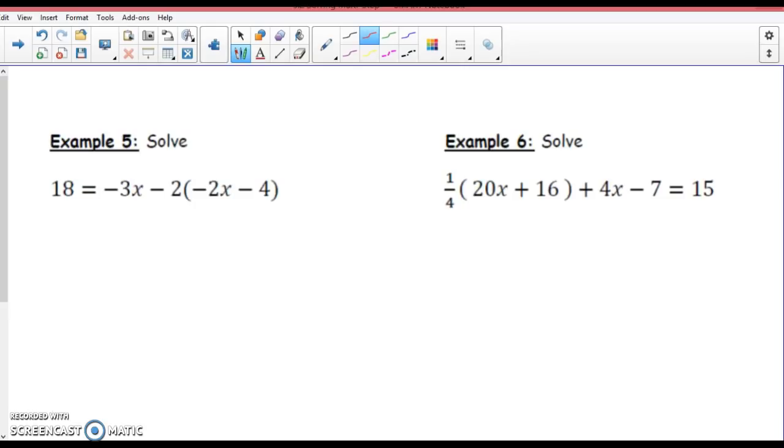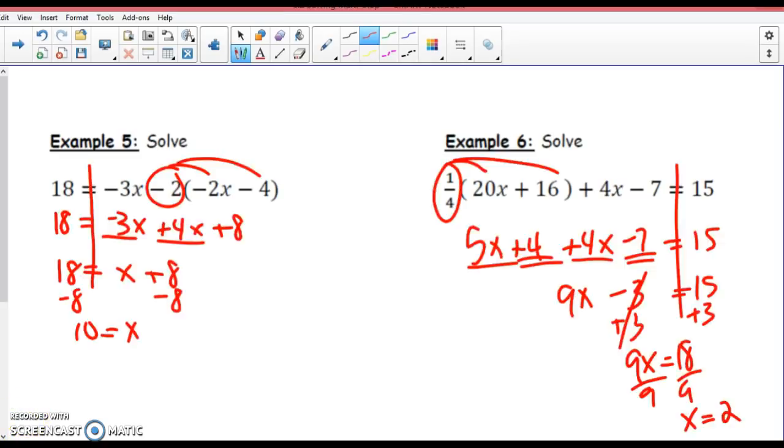All right, I want you to pause this, do these two problems, and then I am going to solve them. Pause it right now, work them out. Okay, so here are the solutions. Go ahead and check your work. And if you need help, consult one of your partners or ask me.